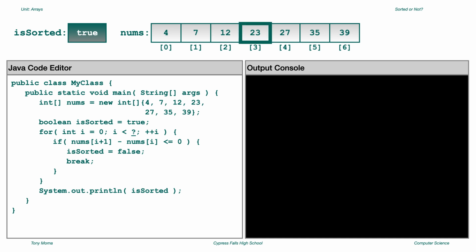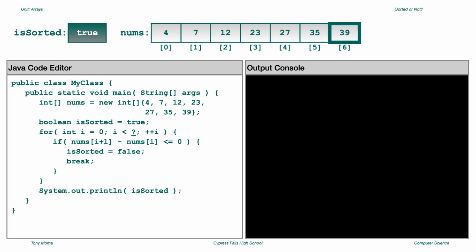Next, i is equal to 3. 3 plus 1 is 4, so we're also looking at index 4. What's 27 minus 23? Do we get a number less than or equal to 0? No, we do not, so we once again skip the if statement. Next, i is equal to 4. 4 plus 1 is 5, so we're also looking at the value at index 5. What's 35 minus 27? Do we get a number less than or equal to 0? No, we do not, so we skip the if statement once more. Next, i is equal to 5. And 5 plus 1 is 6, so we're also looking at the number at index 6. Is 39 minus 35 less than or equal to 0? No, it is not, so once again the condition is false, and we skip the if statement.